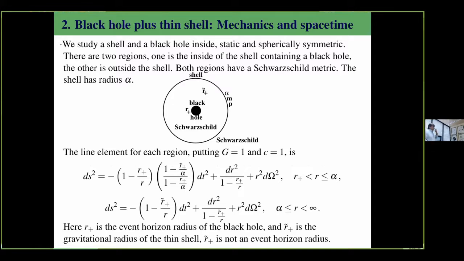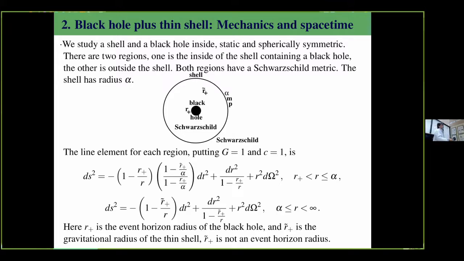Okay, so first the mechanics. Pure general relativity. We have a shell, a black hole inside. Outside the black hole there is Schwarzschild. Outside the shell there is another Schwarzschild. The shell has radius alpha, rest mass m, tangential pressure p, has its own gravitational radius r plus tilde, so it's characteristic of the shell, and the black hole has an event horizon r plus.